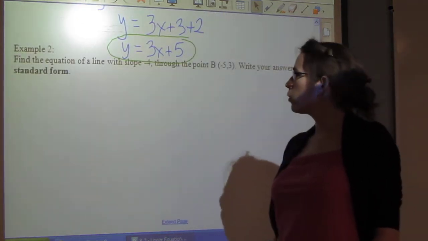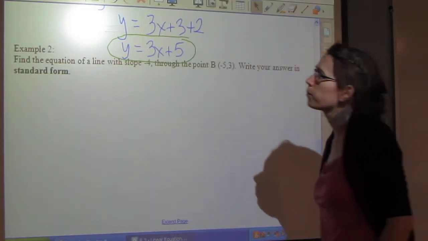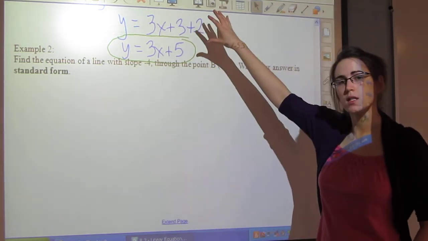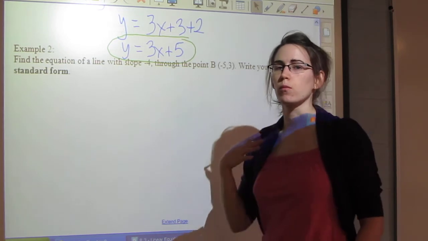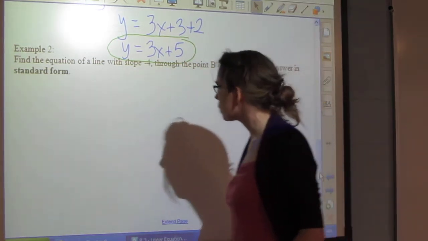Example 2 says, find the equation of a line with a slope of negative 4 through the point B, which is negative 5 and 3, and write our answer in standard form. So the beginning of our question is going to start the exact same way as example 1. It's just our final form will look a little bit different. So again, let's go through and pull out the information we know.